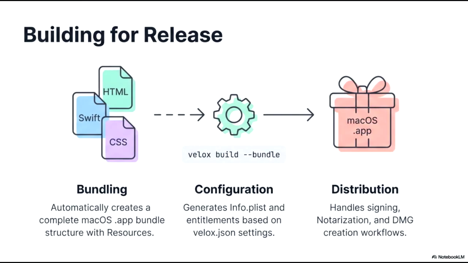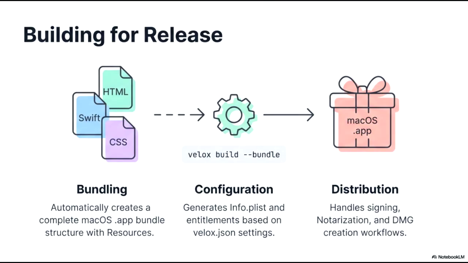Building for release involves a streamlined process that transforms your source code and assets into a production-ready macOS application. The first phase is bundling. By executing the Velox build-bundle command, the system automatically constructs a complete macOS application bundle structure, integrating your Swift logic alongside web resources like HTML and CSS.